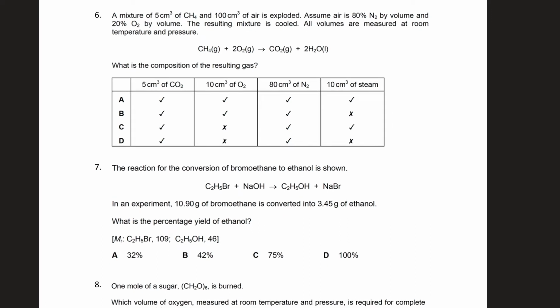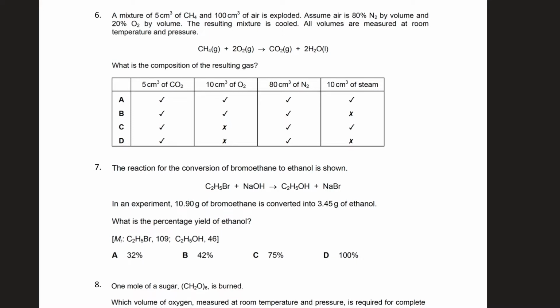Alright, now we are on page 2. This is question number 6. Let's see. A mixture of 5 cm cube of methane and 100 cm cube of air is exploded. Now, methane is flammable, oxygen is present in air, so they're going to react obviously. Assume air is 80% nitrogen by volume and 20% oxygen by volume. Okay, the resulting mixture is cooled. All volumes are measured at room temperature and pressure. Why is that important?